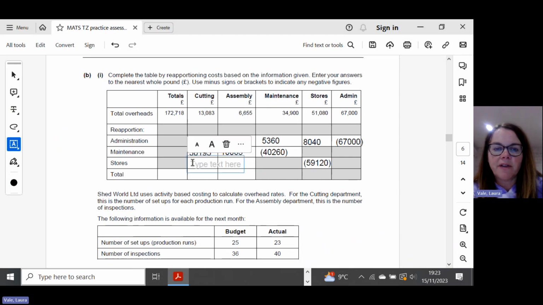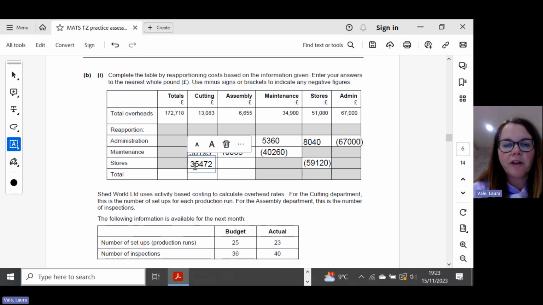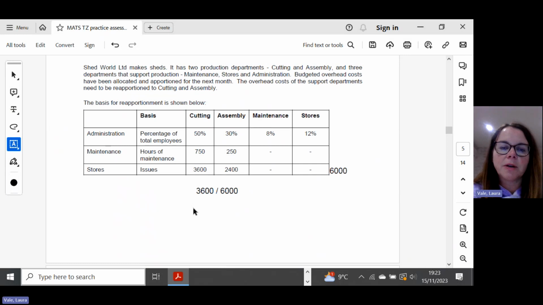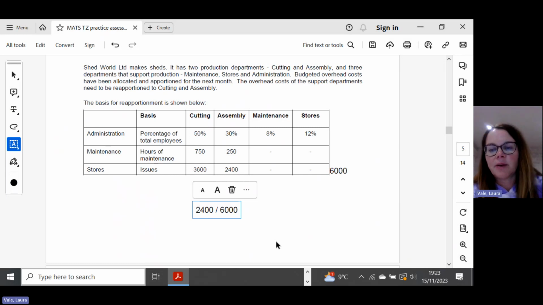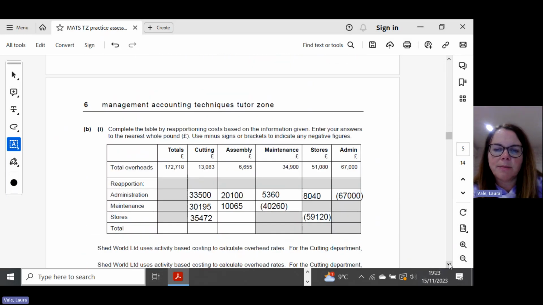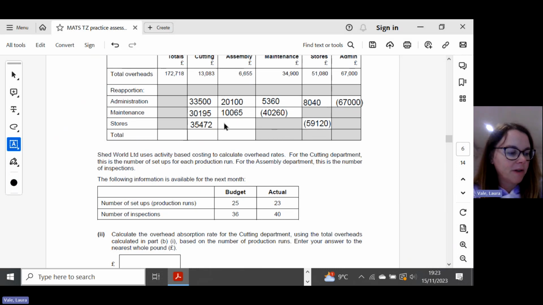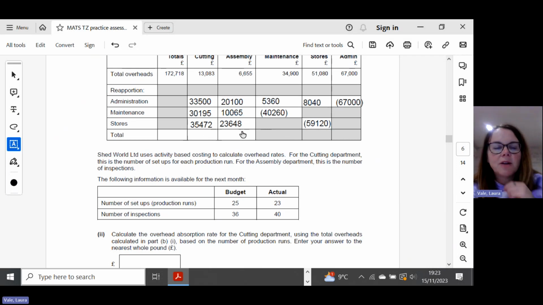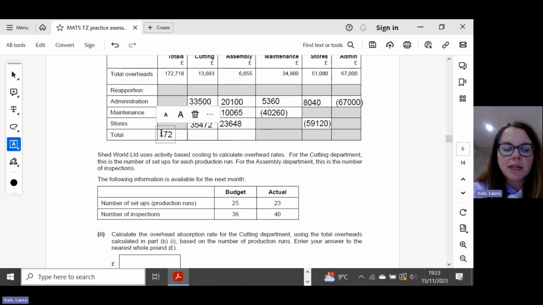So 3,600 divided by 6,000 and then multiply that by your 59,120. That gives you a figure for the cutting department of 35,472. And then for assembly, we're going to do 2,400 divided by 6,000 and then multiply by the 59,120. That gives us 23,648. Again, just double check your two numbers add together properly. And then we come to our totals. The total should still be the same, 172,718.